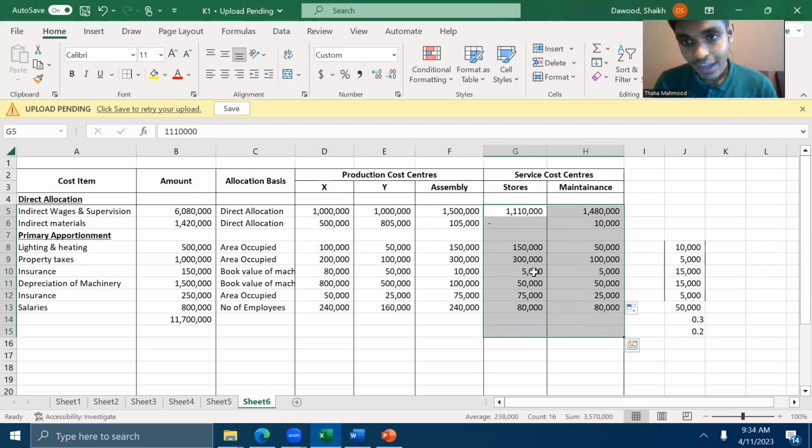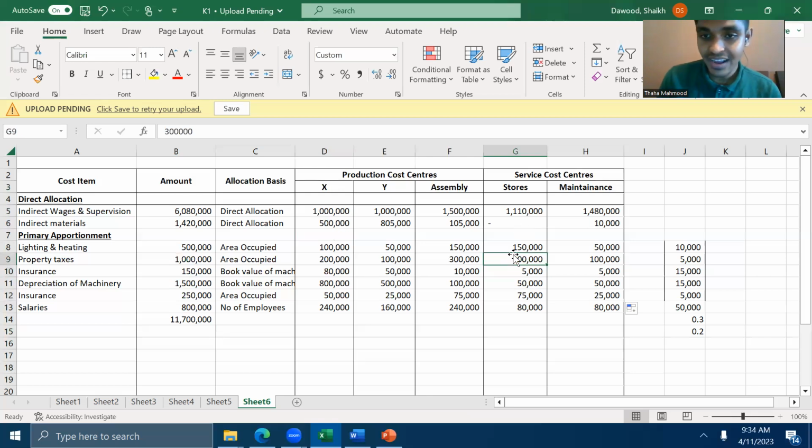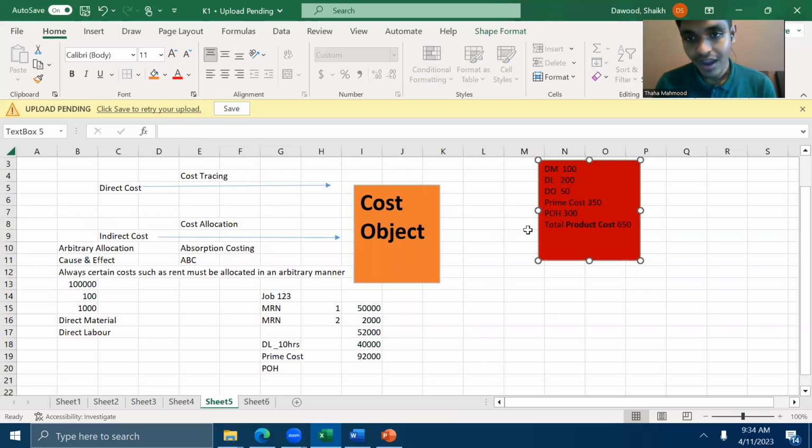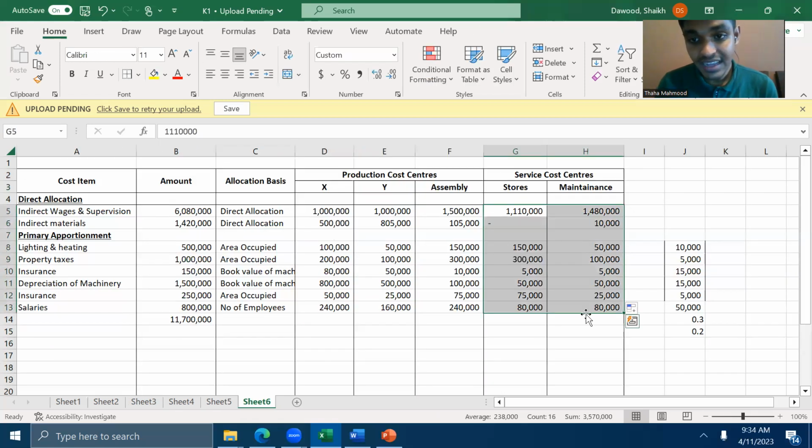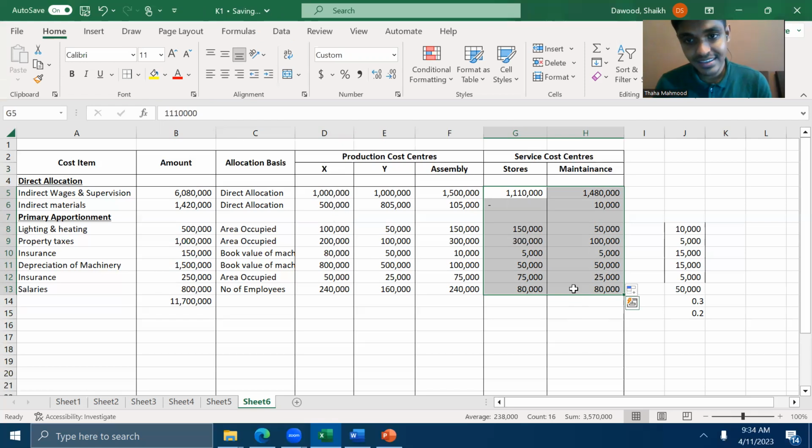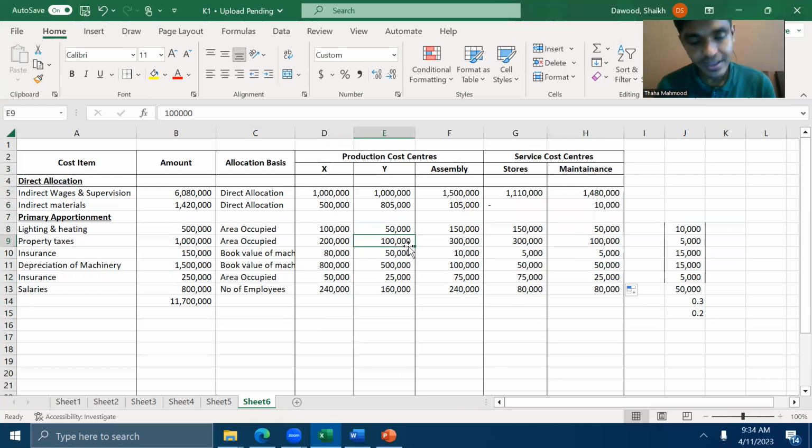Therefore, since we can't relate the costs accumulated in these cost centers to the product, what we do is we reapportion, or we call it secondary apportionment. We reapportion these costs accumulated here back to the production cost centers based on the level of service they receive from these service cost centers. Then we absorb them into the product using the overhead absorption rate.